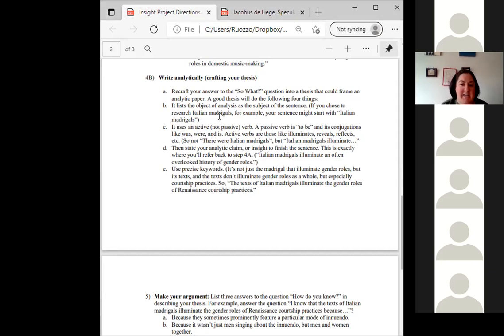And this is finally a tip. This isn't the sole metric by which theses are judged, but it helps to make it stronger if you use precise keywords. In other words, don't beat around the bush. Don't use filler words. State exactly what you mean. Don't use filler. Does everyone feel good about step 4B?